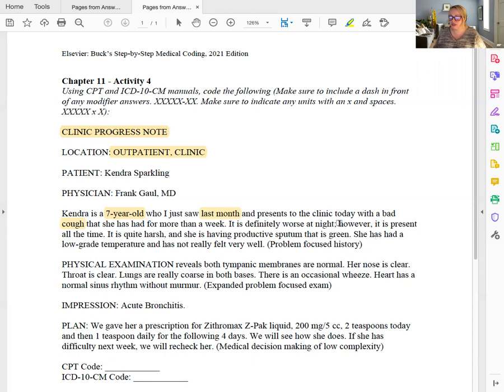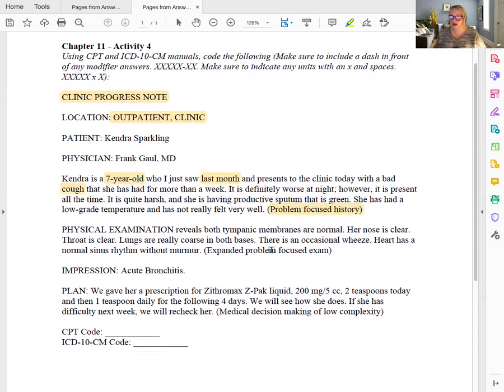It's definitely worse at night, however present all the time. It's quite harsh and she's having a productive sputum that is green. She has had a low-grade temperature and has not really felt very well. You'll notice that they've told us it's a problem-focused history, and they're absolutely correct because they're looking at a lot of details of her HPI, but there's no review of systems and there's no history besides the fact that she was seen a month ago, but they didn't tell us what for.